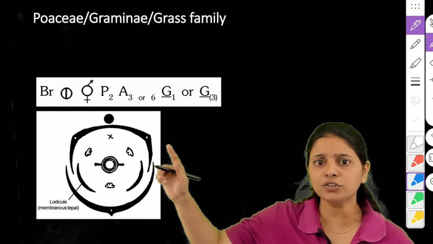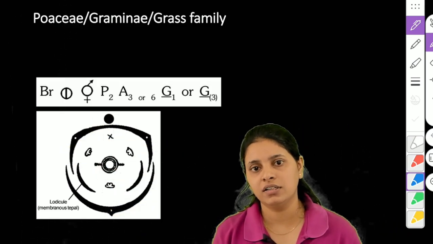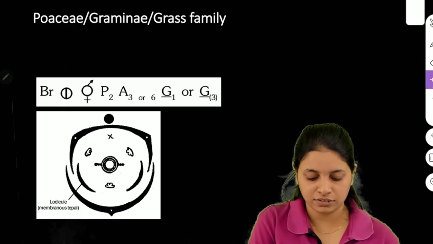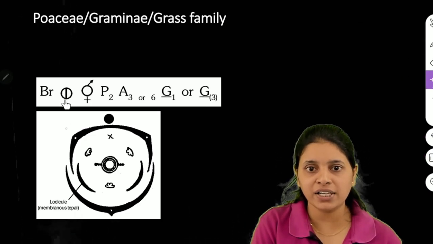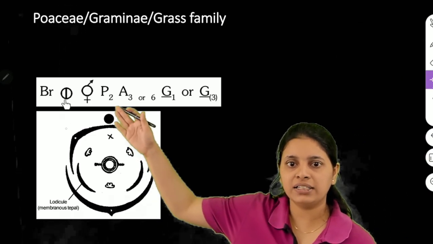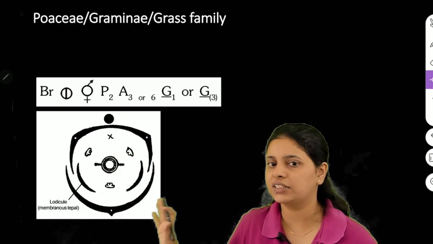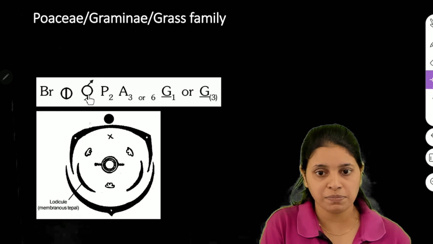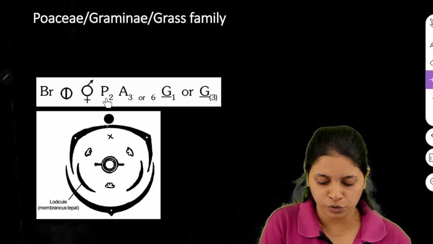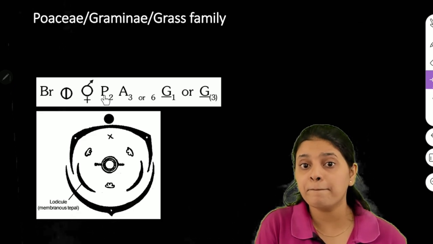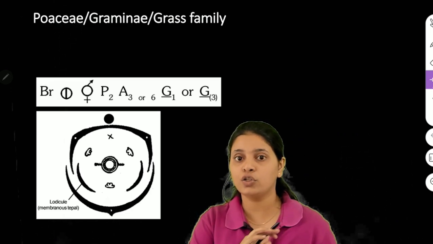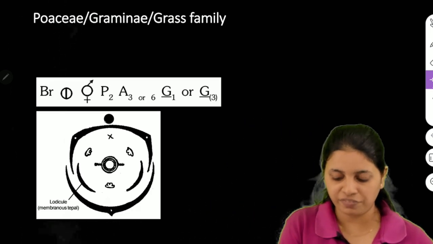Okay. So let's see the formula. So we have bract. Next we have the zygomorphic symmetry. You can see in the diagram also. If we cut the flower like this, then we have equal halves. Otherwise, we will not have equal halves. Here, bisexual flowers are present. Right. This is a typical formula. Bisexual flowers are present. P means perianth. So here also the calyx and corolla are not distinguishable. Hence we have written perianth.